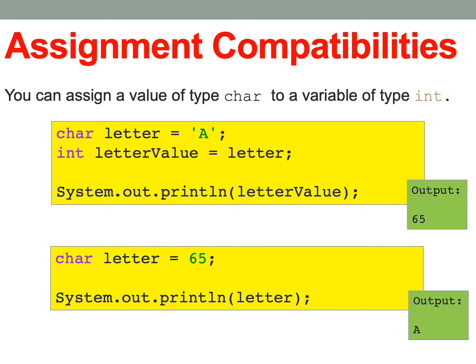Also, for char, we can assign numbers to it instead of characters or letters. For example, char letter equal to 65. When we do system.out.println and print out the variable letter, it will display the value A, which is represented by the value 65.